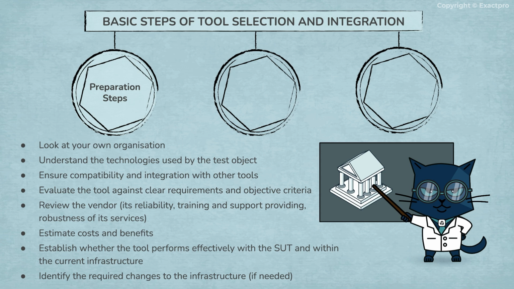After that, you evaluate the tool against clear requirements and objective criteria. Then you review the vendor. How reliable is it? Does it provide training and support? How robust are its services? All of these contemplations ought to bring you to some cost-benefit estimation. As the final preparation step, the company should do a proof-of-concept evaluation to establish whether the tool performs effectively with the software under test and within the current infrastructure, or, if necessary, to identify the required changes to that infrastructure so the tool could be used more efficiently.